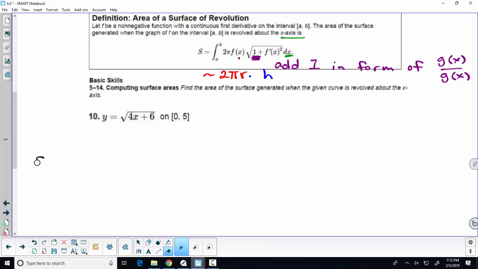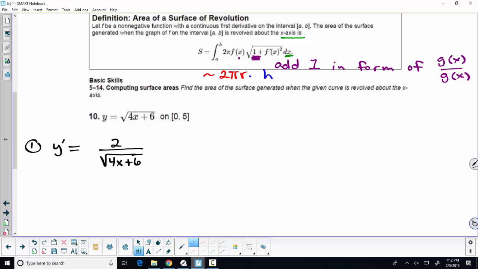Sorry about that. Okay, so we'll construct this how you want to construct it, but we're going to go through the steps pretty much the same way we went through the steps with arc length. So we're going to take the derivative. What's the derivative of root 4x plus 6? 2 over square root of 4x plus 6. Yeah.